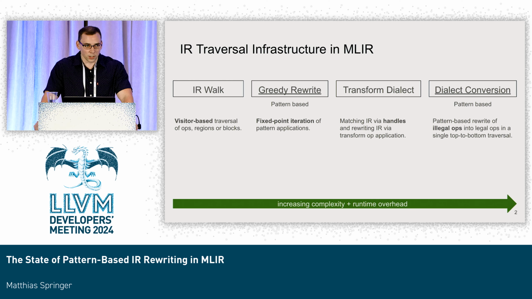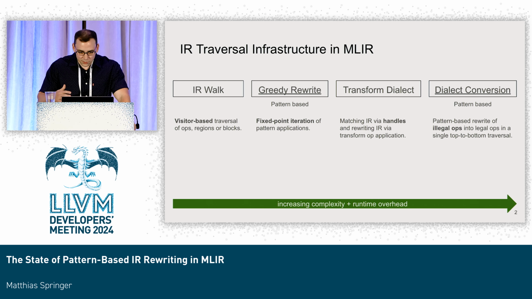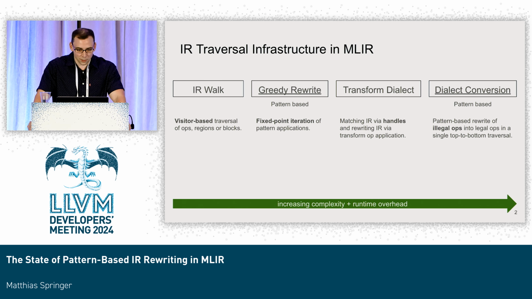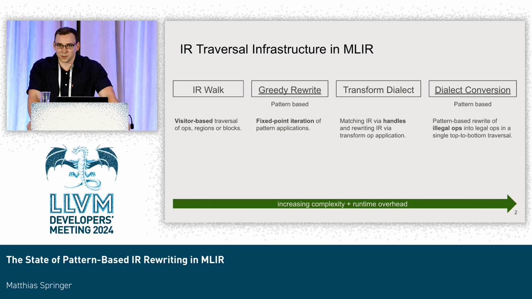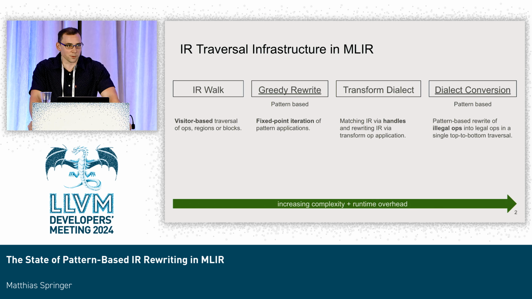So just to give you a quick overview of the IR traversal mechanisms that we have in MLIR. If I'm missing one, please let me know. The simplest one that you can do is an IR walk, which is a visitor-based API. Basically, we get a callback for every operation or every block or every region, and then you can do something inside of that Lambda function. Then we have the greedy pattern rewrite driver, which is a pattern-based engine, which applies patterns until nothing changes anymore. So basically, until a fixed point is reached.